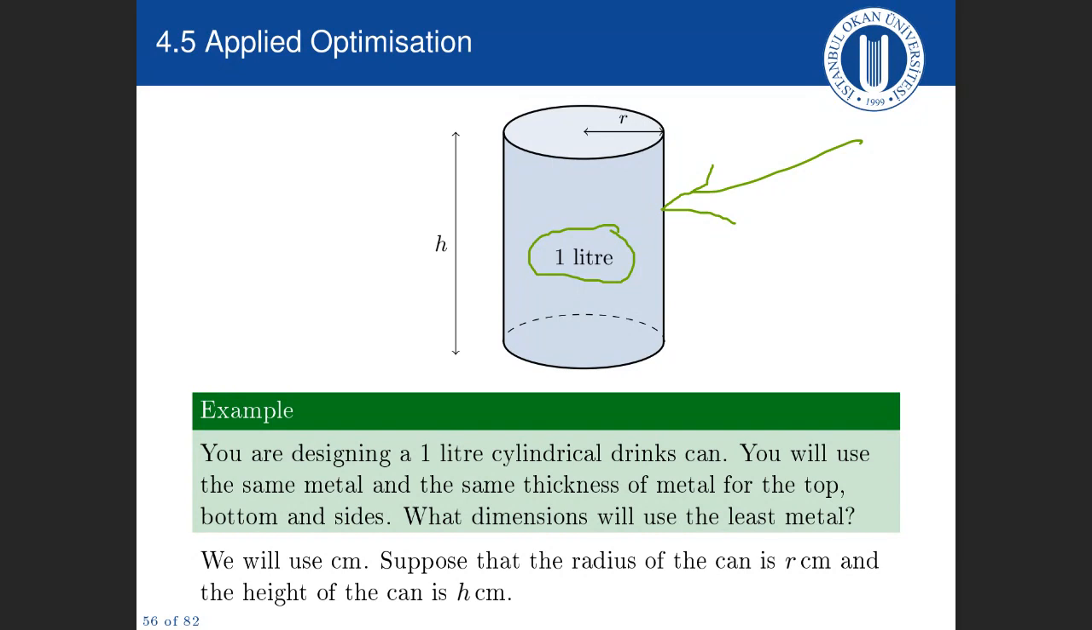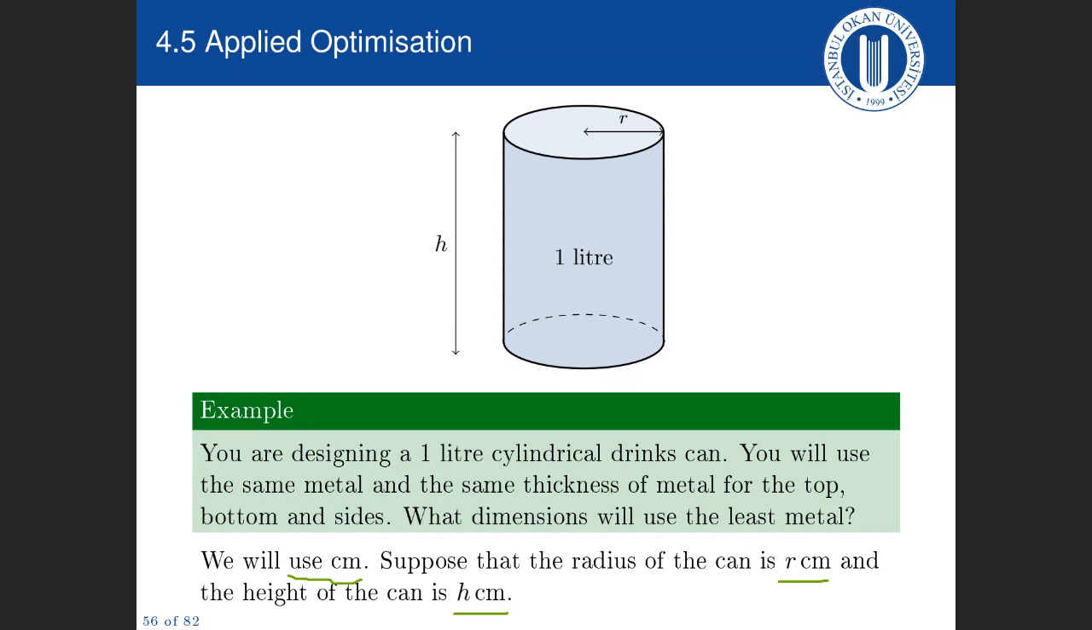Well, that's the same as saying which dimensions, which R and which H, will have the least amount of surface area. To answer this question, we're going to use centimeters. We're going to say that the radius of the can is R centimeters and the height of the can is H centimeters.